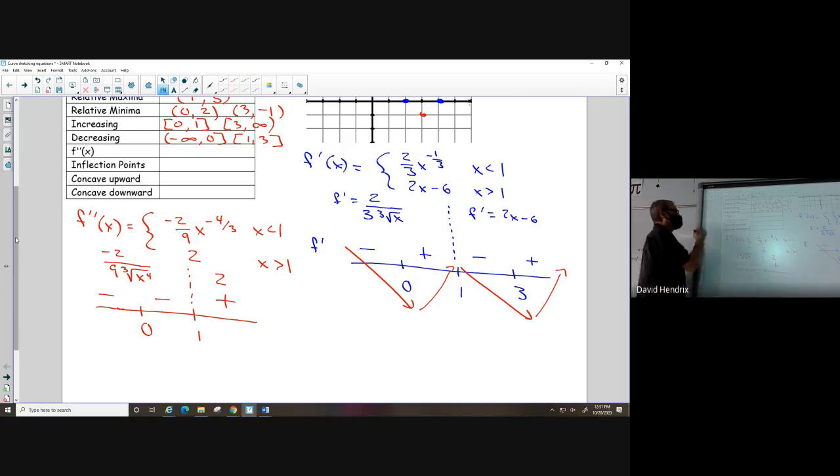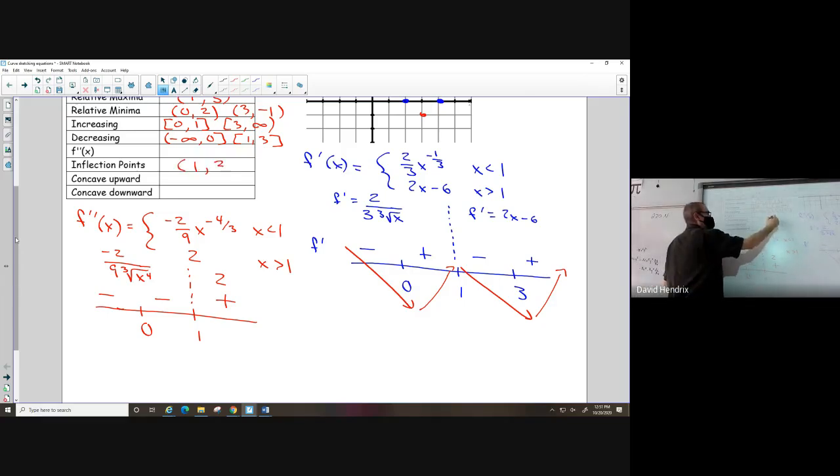All right, so now we can go ahead and look to find where our point of inflection is. Well, the only point of inflection is going to be at 1. That's the only place where the second derivative changes signs, where the concavity changes, right? So we're going to have a point of inflection at 1, and we already know the point there.